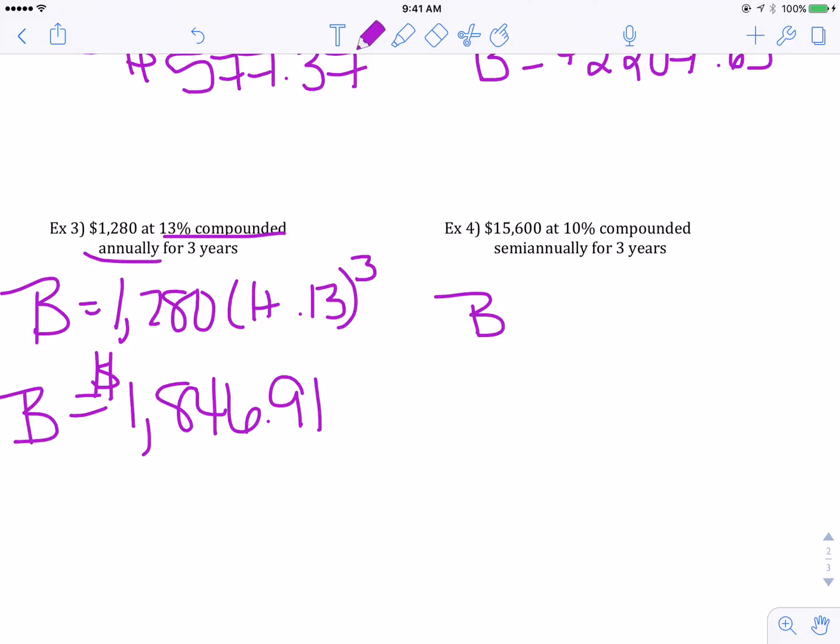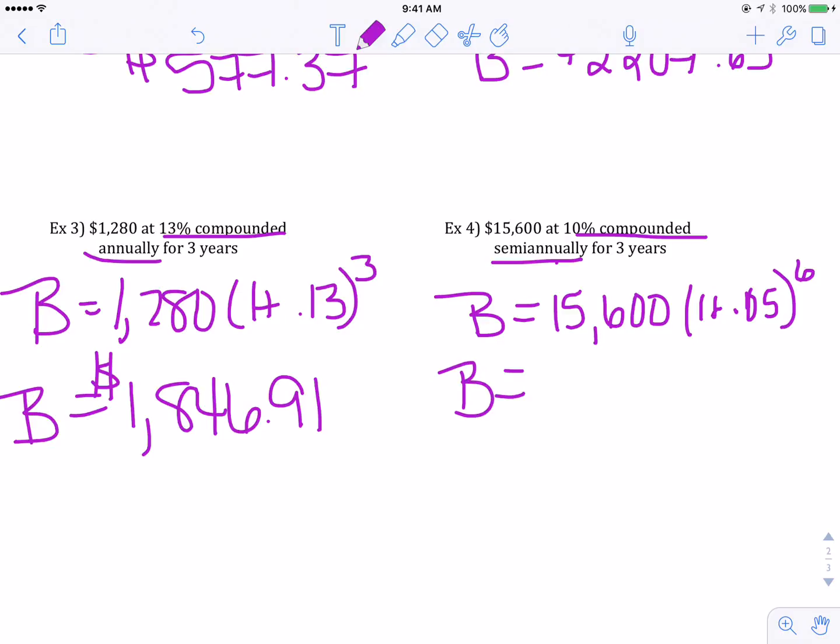Example 4, $15,600. This could be like a car loan. At 10% compounded semi-annually, so that's half a year. That means we're going to have to divide our percent in half. So that's going to be 1 plus 0.05. And this is for 3 years. So semi-annually for 3 years means it's going to be done 6 times. So that's my exponent. And when you do that, what you're really going to pay back here is $20,905.49.